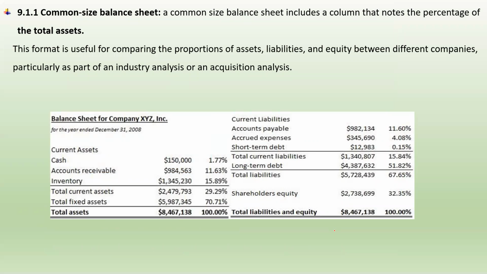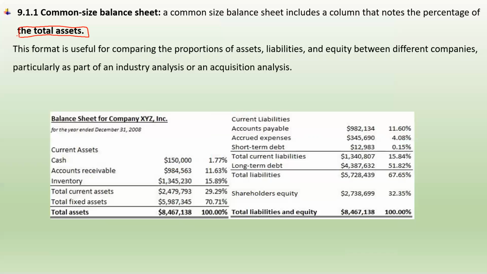Here I would like to introduce a concept called the common size balance sheet. A common size balance sheet is a type of balance sheet in which we represent each account item as a percentage of total assets. Here you should remember it's a percentage of total assets.